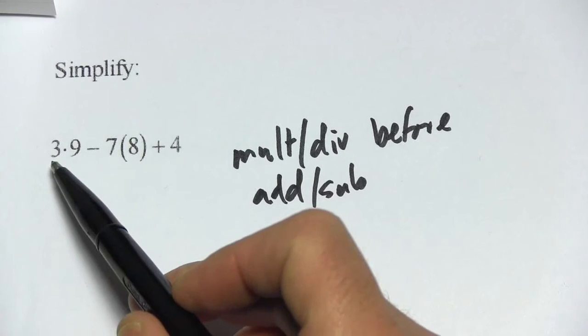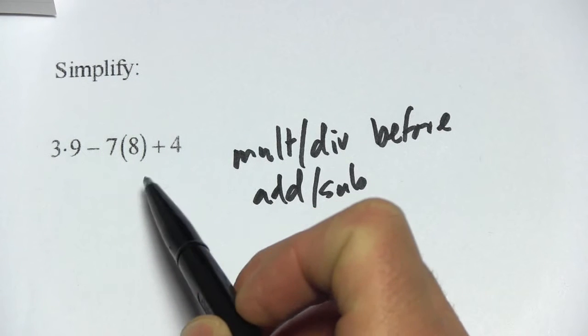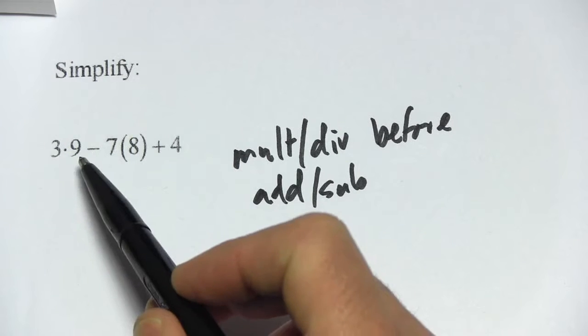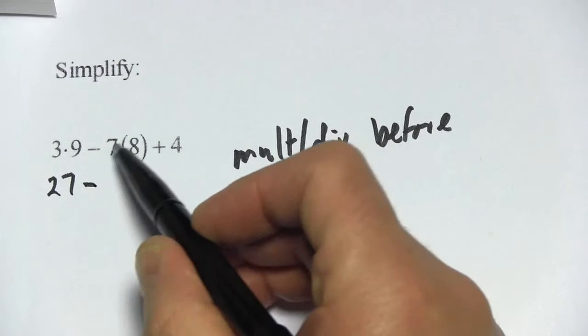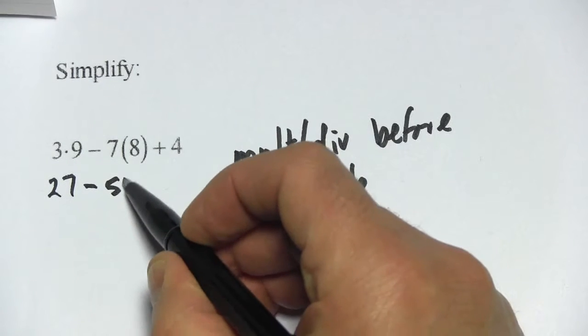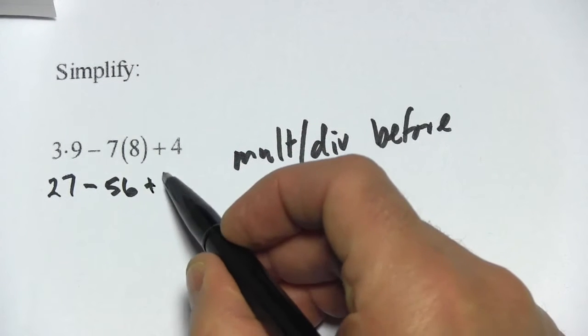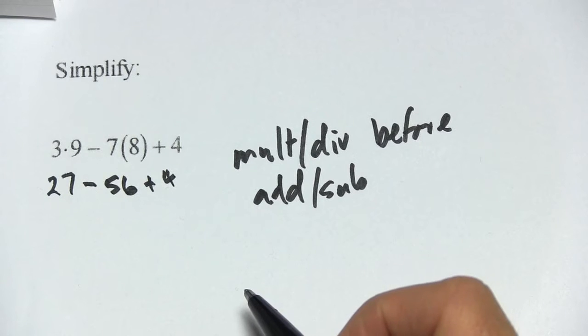So let's go ahead and do that. Let's do the multiplication first, then our subtraction and our addition. 3 times 9 is 27. Then we have a minus sign. And 7 times 8 is 56. And then we have a plus 4. Now this will get us the correct answer.